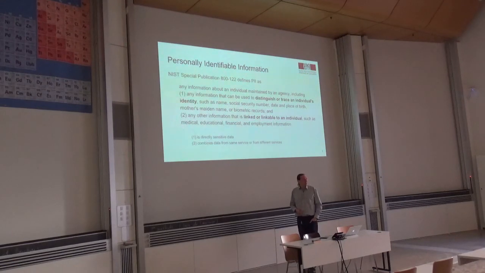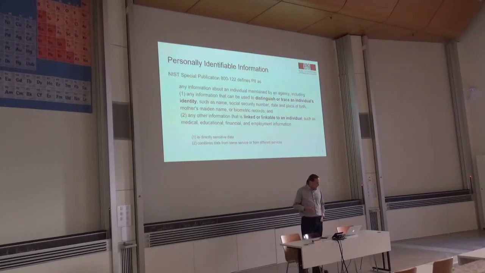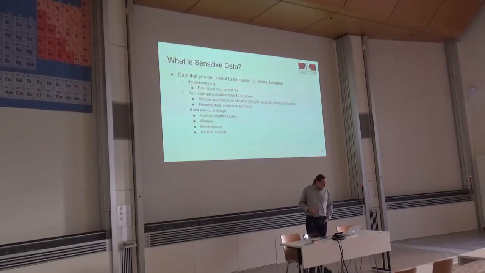The U.S. National Institute of Standards and Technology has one particular definition, focusing on information that can distinguish or trace an individual's identity, but also information linked or linkable to an individual, such as medical, educational, financial, or employment information. So it's obviously broader than just your name, address and phone number, but also information that can potentially be linked to you. So be aware of that in general.